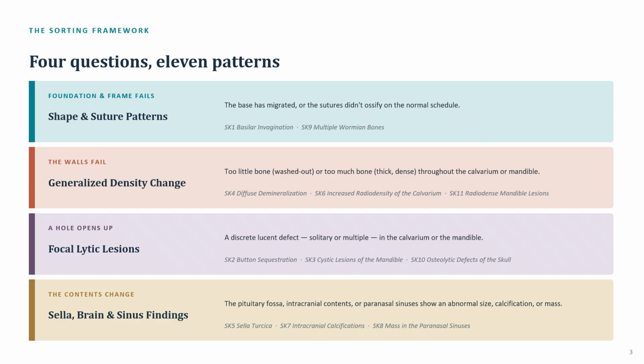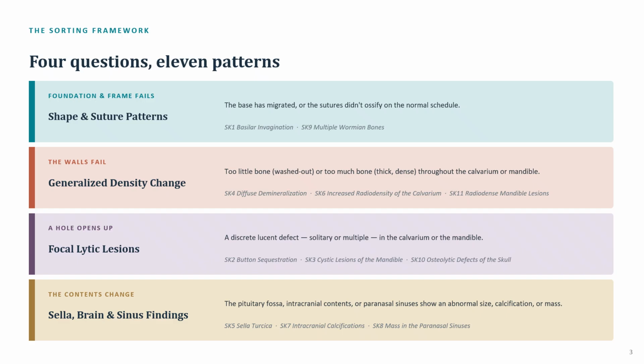So we're talking about some sort of density change. There's either too little bone or too much bone that we talked about earlier, and this is going to be throughout the calvarium or the mandible. We might see things like demineralization or, again, increased density of that calvarium and also radiodense mandible lesions.